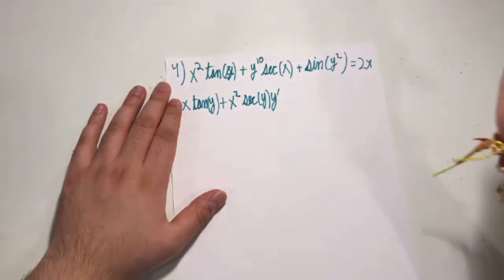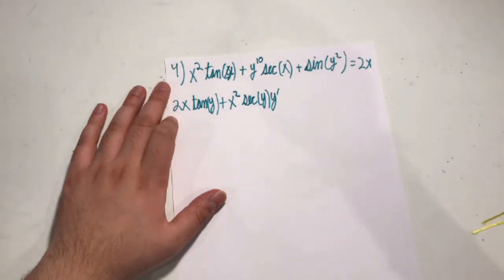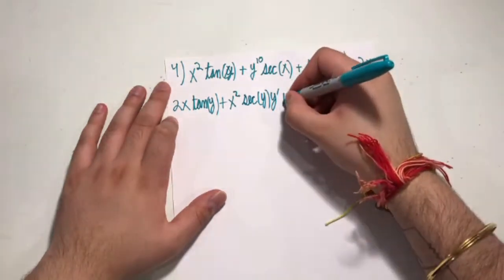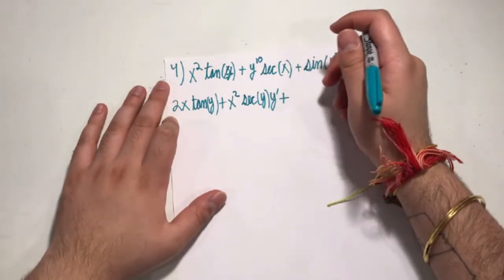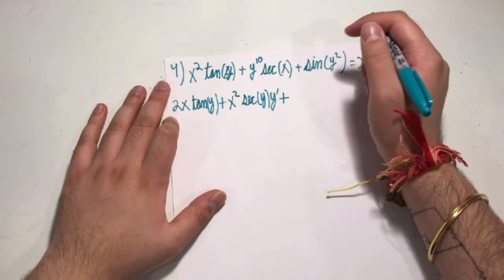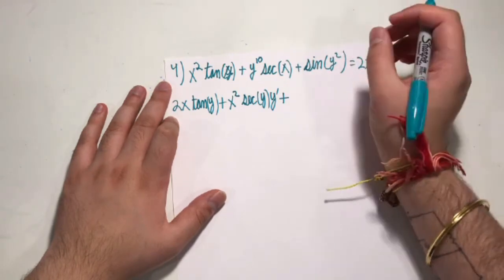Don't forget about that. Oh yeah, I'm definitely running out of room. That's just the first one. Plus, now this term, y to the 10th secant x. It again uses the product rule.